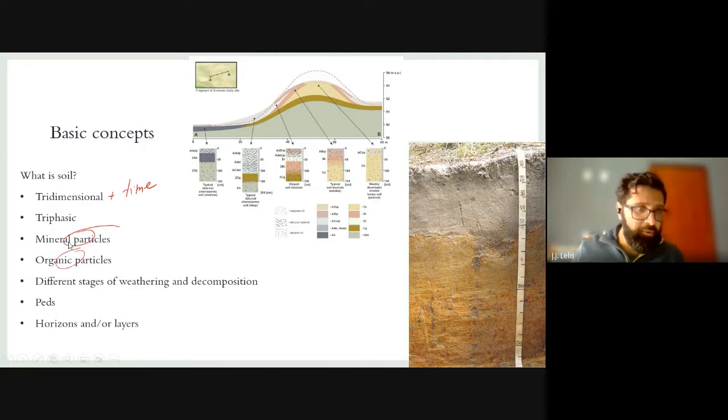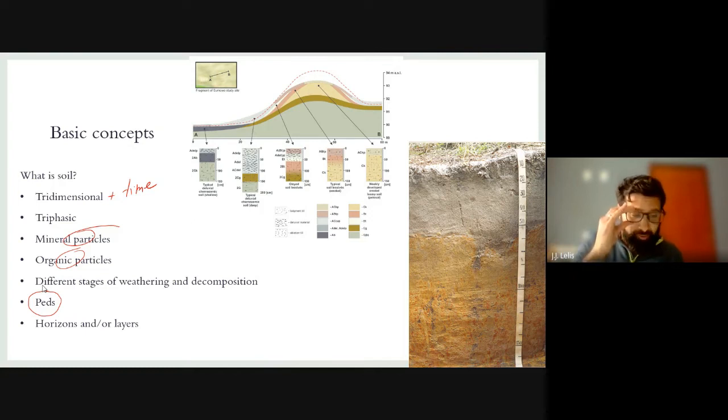The mineral particles can be primary or secondary minerals, and the organic particles can be roots, leaves, and several other bodies of vegetables or animals in different stages of decomposition. These mineral particles and organic particles should be organized in peds. So to have soil, we have to have peds.